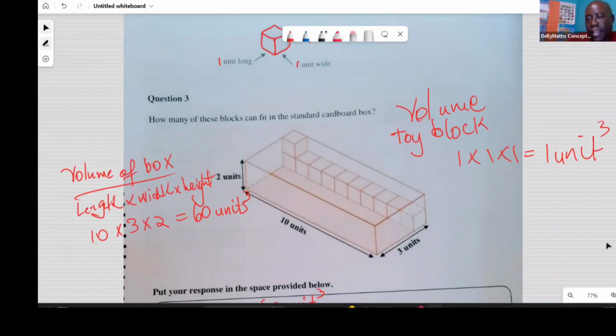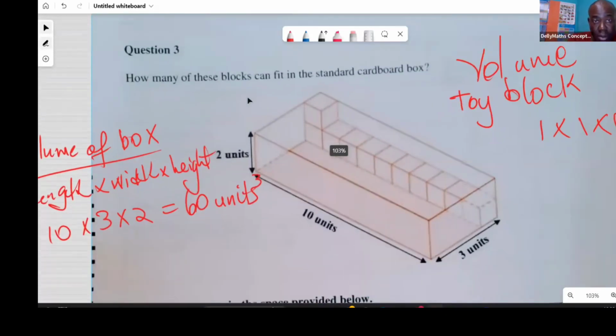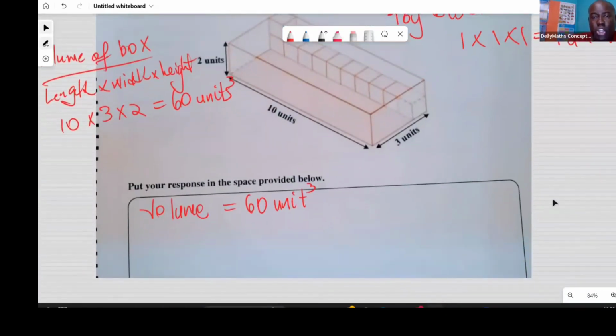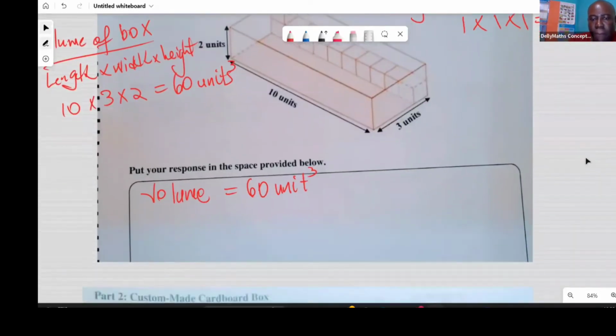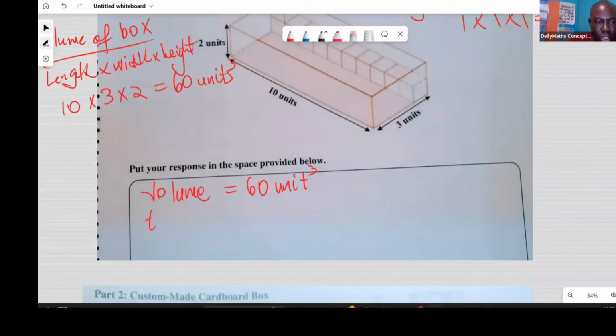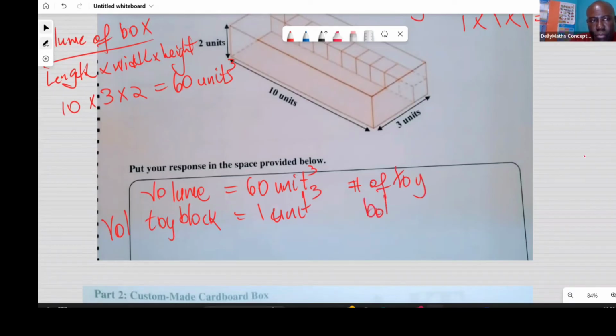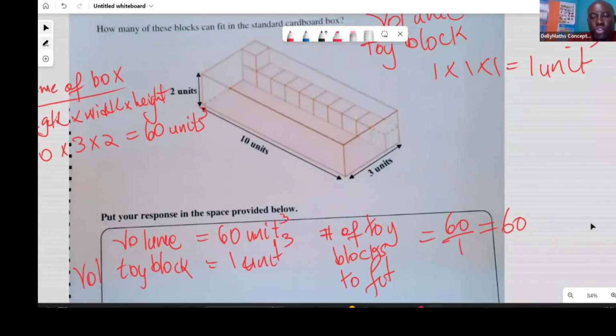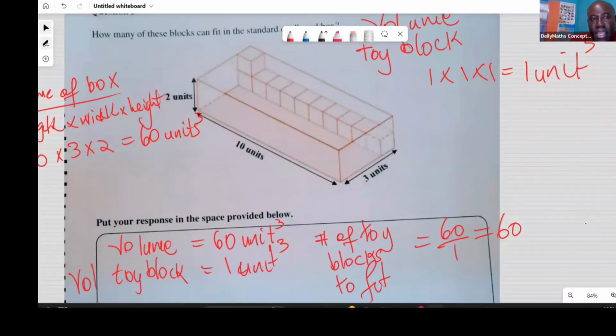So definitely the idea is that if you want to know how many cubes, because the question is how many of the blocks can fit, all right? You have to think about how many could actually fit. So basically, here we have the toy block, and the volume for that is 1 cubic unit. So how many? The number of toy blocks that can fit is going to equal 60 divided by 1, and you're going to get 60. Because each one of them is taking up 1 cubic unit, and you have a space of 60 cubic units. So definitely it's going to be 60 of these.